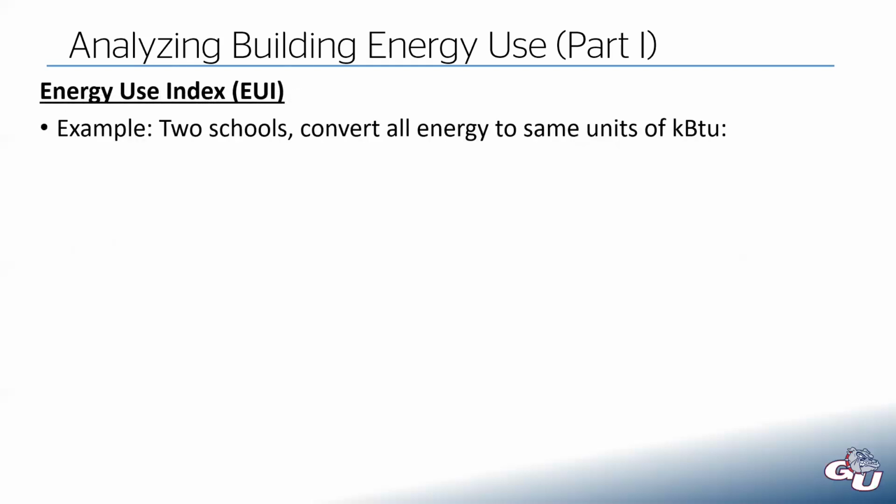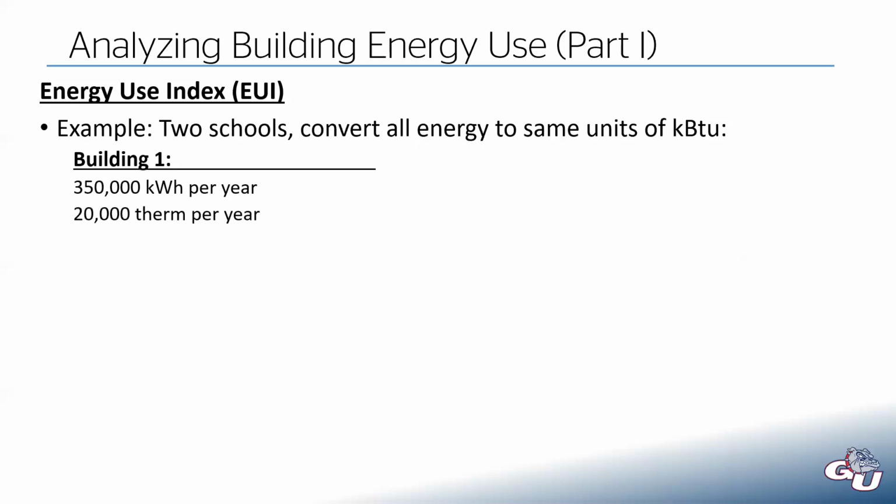As an example, let's say we have two schools. We're going to look at their energy use. So the first building, let's say you look at their electricity bills and they are using 350,000 kilowatt hours per year and 20,000 therms of natural gas per year. And it's a 40,000 square foot building. And at this stage, all you know is that information and that it is an elementary school.